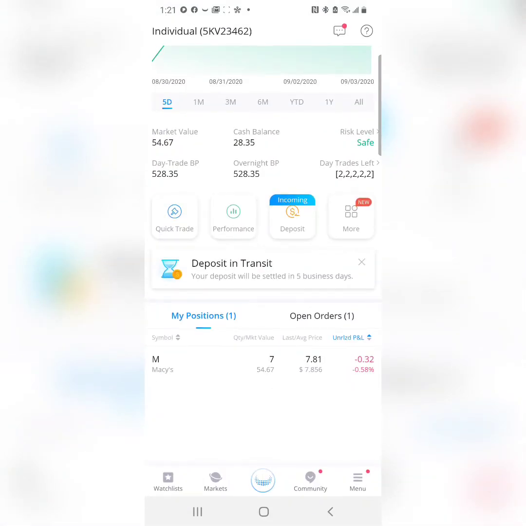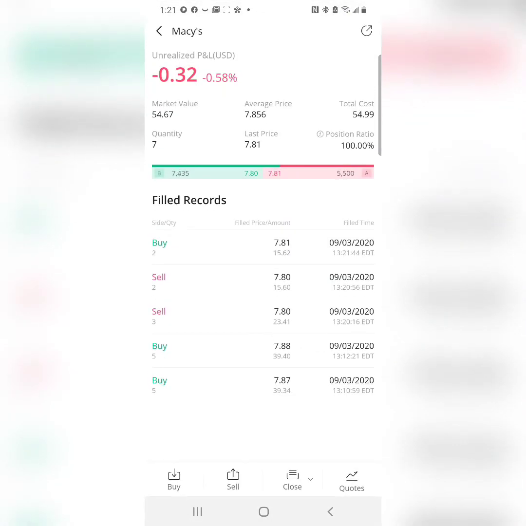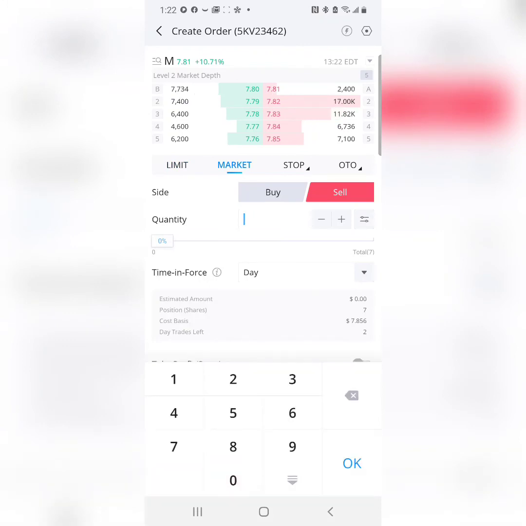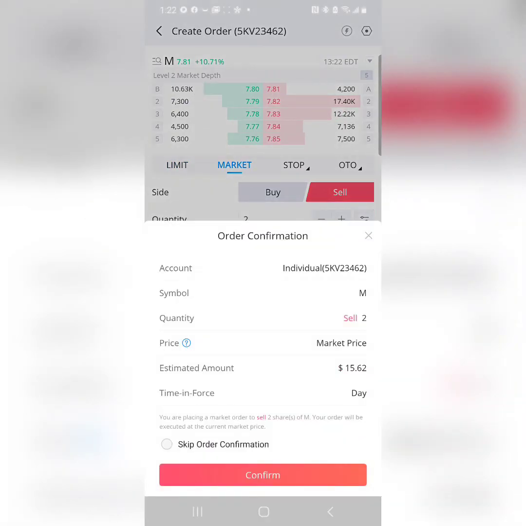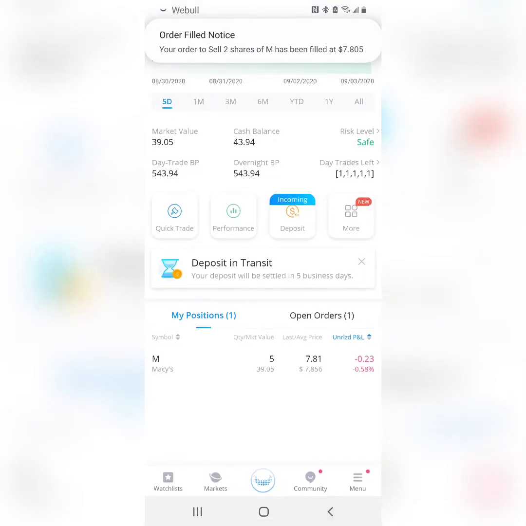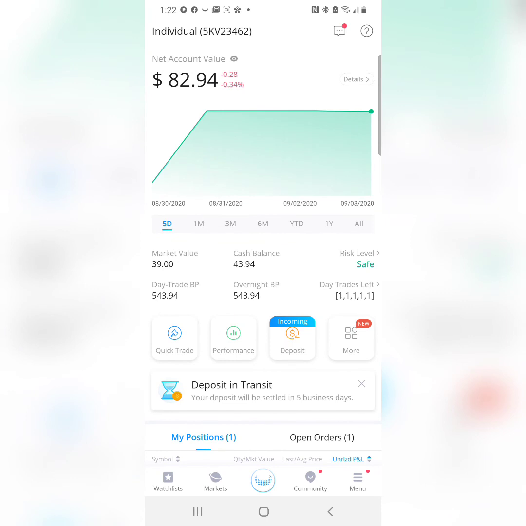Okay, so we see, go over back. We have 2 day trades still. Now I'm going to go here and I'm going to sell those 2 shares I just bought. Now let's go back. Boom, I have 1 day trade left. So if you're day trading, if you plan to be a day trader, you really should get a cash account. And here's why.